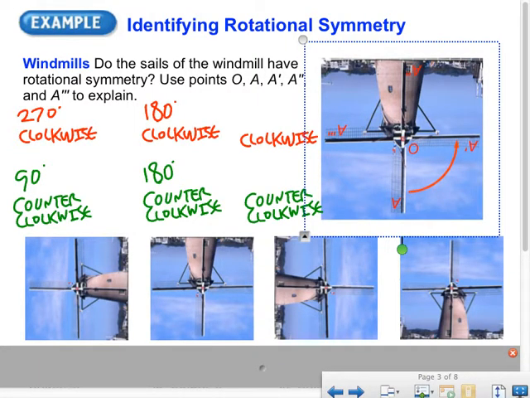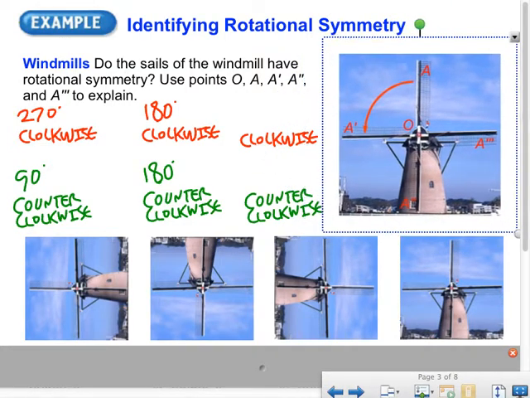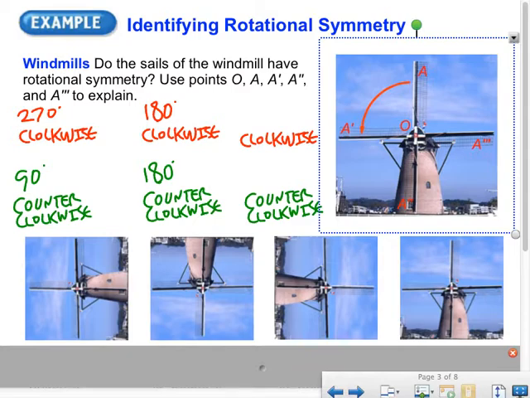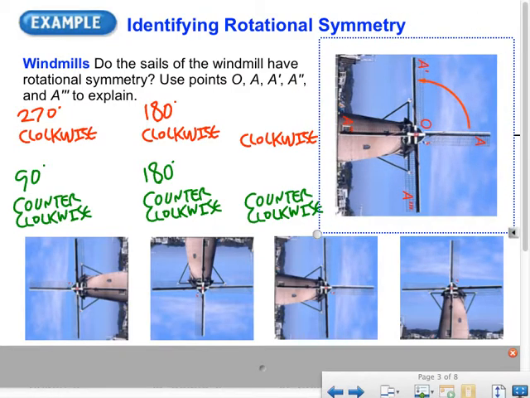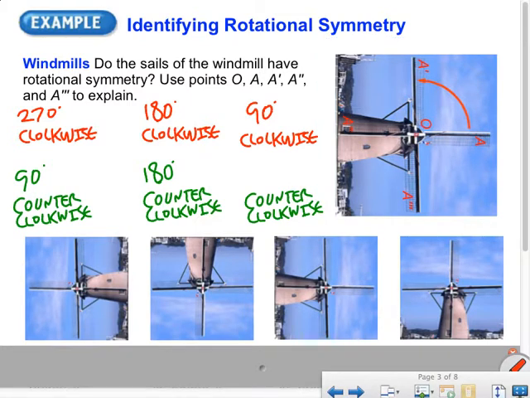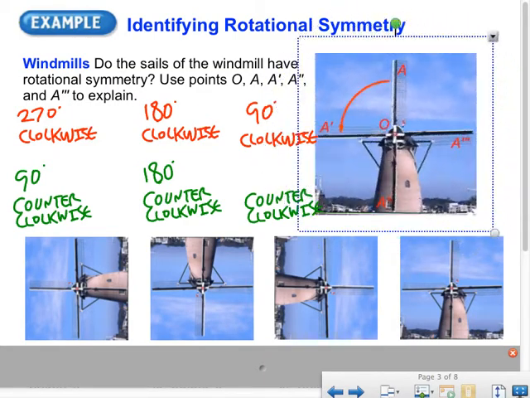Okay, and the third picture. So clockwise, how many degrees would I rotate this clockwise to get to the third picture? 90 degrees clockwise, right? What about counterclockwise? So if I was to rotate this.